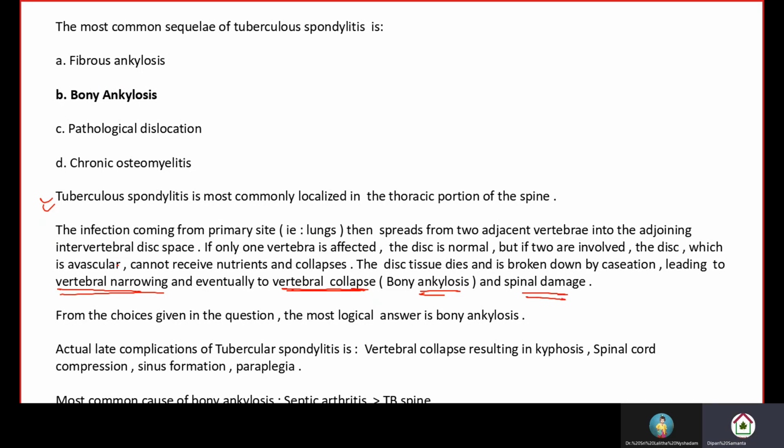Actual late complications of tubercular spondylitis are vertebral collapse resulting in kyphosis, spinal cord compression, sinus formation, and paraplegia. Most common cause of bony ankylosis is septic arthritis, and then TB spine.